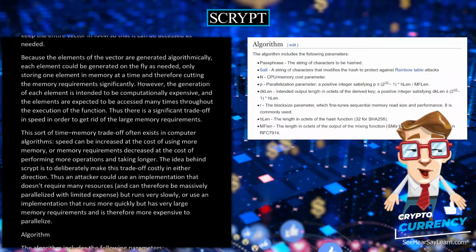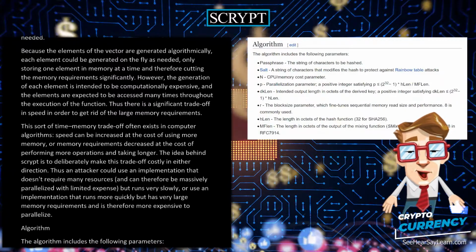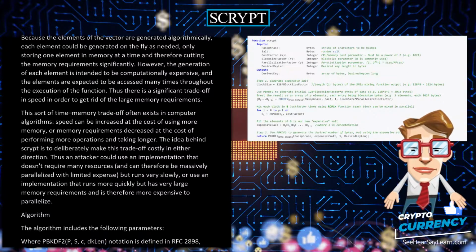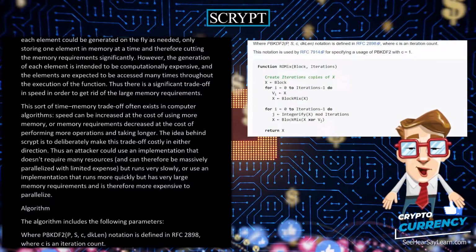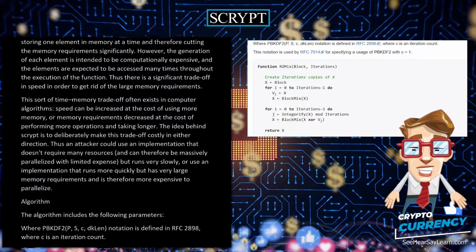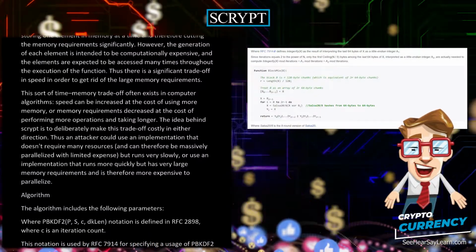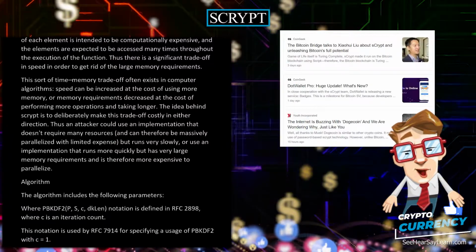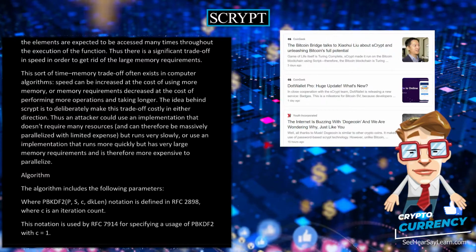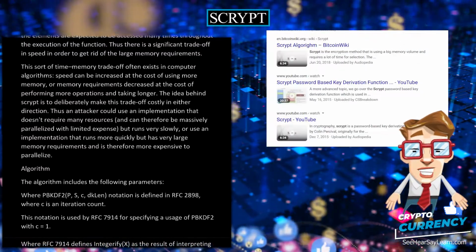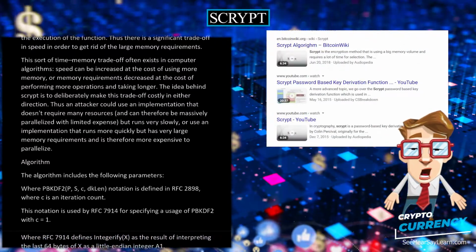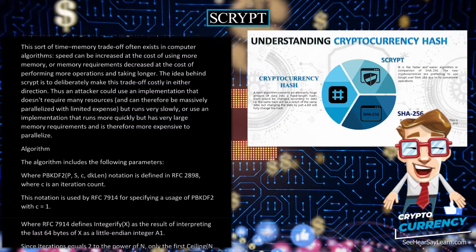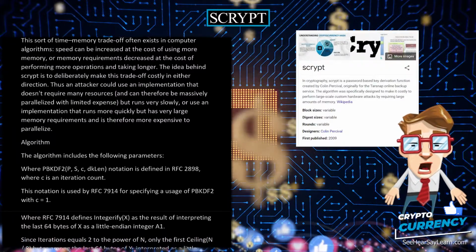This sort of time-memory trade-off often exists in computer algorithms. Speed can be increased at the cost of using more memory, or memory requirements decreased at the cost of performing more operations and taking longer. The idea behind scrypt is to deliberately make this trade-off costly in either direction. Thus an attacker could use an implementation that doesn't require many resources, and can therefore be massively parallelized with limited expense, but runs very slowly, or use an implementation that runs more quickly but has very large memory requirements and is therefore more expensive to parallelize.